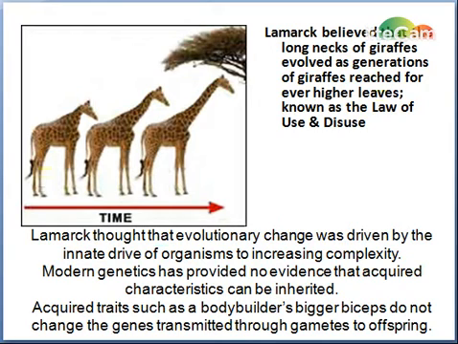He thought that evolutionary change was driven by an innate drive of organisms to increase their complexity, which we now know is not true. Modern genetics has proven that there's no evidence that an acquired characteristic can be inherited or passed down. So again, using the example of a bodybuilder, by working out a lot and building bigger biceps, you aren't going to be able to change the genes that are then passed down through gametes to offspring.